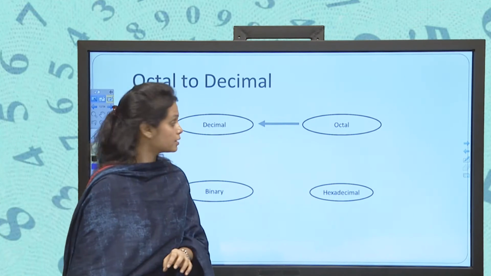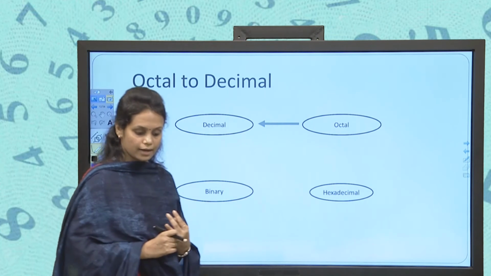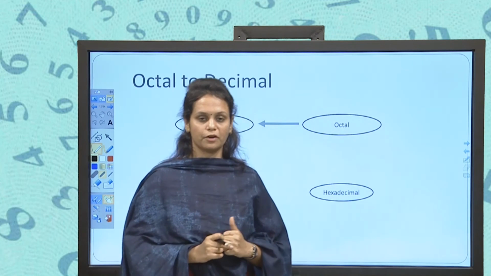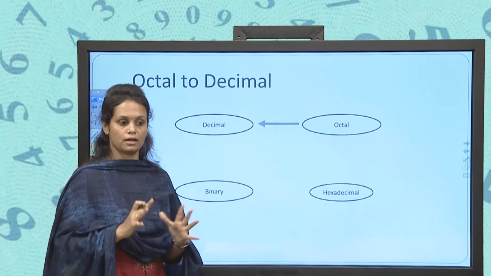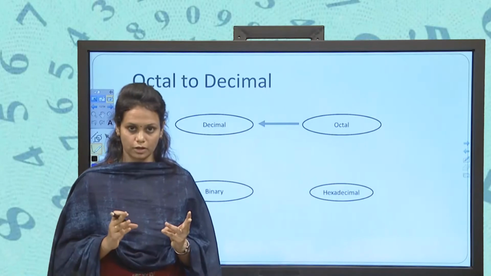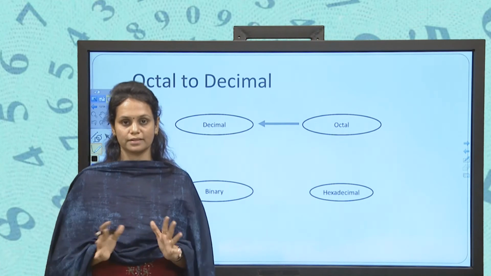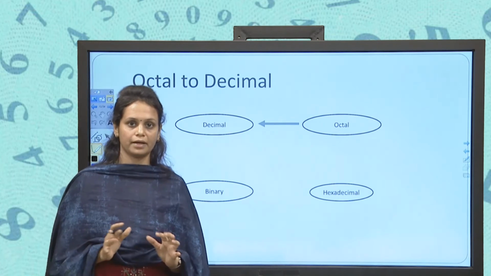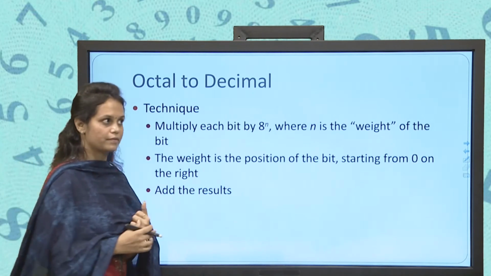Next we will convert the octal number to the decimal number. Again I am repeating, an octal number is a number which has base 8. The symbol cannot be higher than 7. That means we will allow only the digits 0, 1, 2, 3, 4, 5, 6 and 7 in the base 8 number, or the octal number. We will see first the technique and then the example.